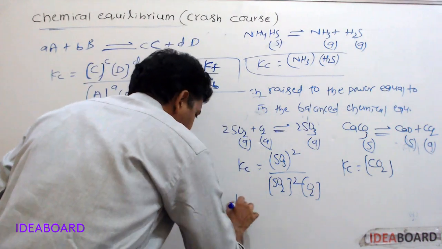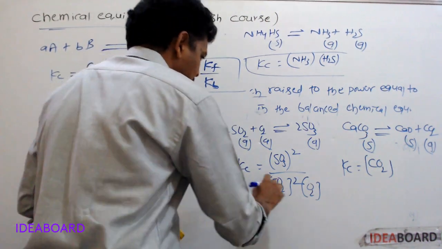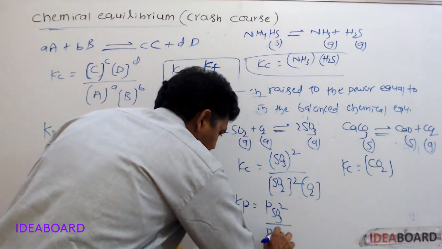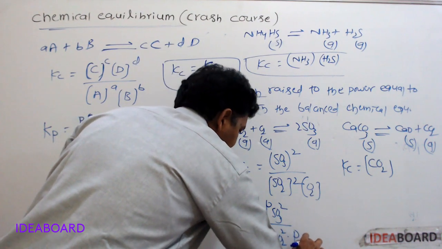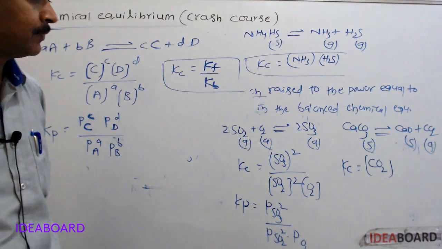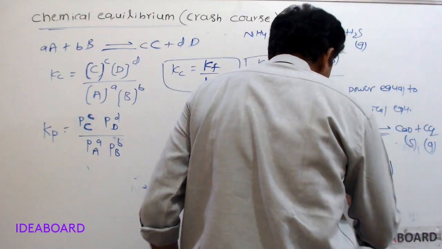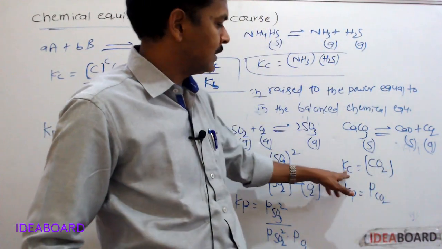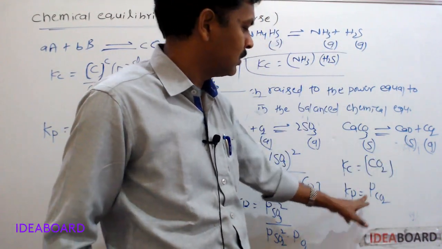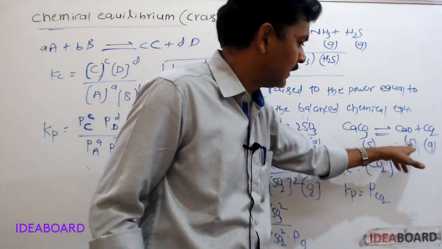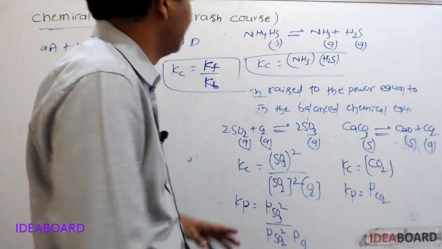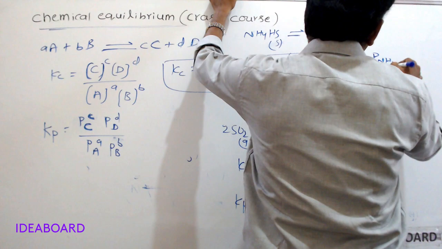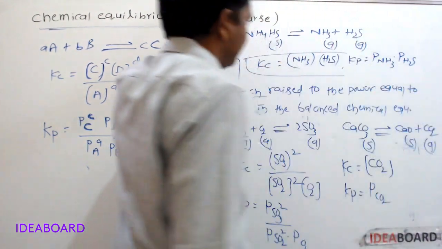See, for this reaction, Kp is equal to partial pressure of SO3 square divided by partial pressure of SO2 square into partial pressure of O2. We can write like this. For this reaction, Kp is equal to partial pressure of CO2, while Kc is equal to CO2 concentration. These two are solids. For solids, active mass is taken as unity. For this reaction, Kp is equal to partial pressure of NH3 into partial pressure of hydrogen sulfide.